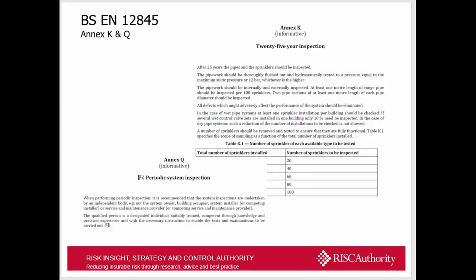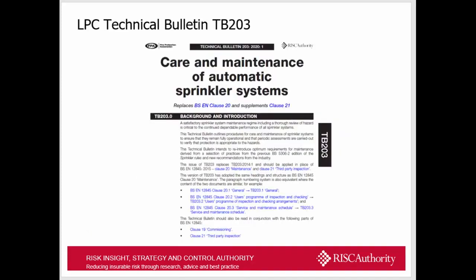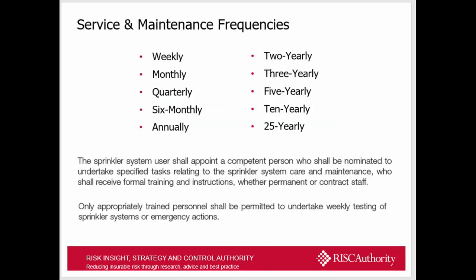However, as we are Risk Authority and the FPA, and we produce the LPC Rules, we're going to discuss today the service and maintenance requirements of LPC Technical Bulletin TB 203, care and maintenance of automatic sprinkler systems. This covers all the requirements of clauses 20, 21, Annex Q and Annex K. So moving on, both 12845 and the LPC Technical Bulletin TB 203 are very similar in terms of service requirements, although the exact requirements are different within the service and maintenance frequencies.